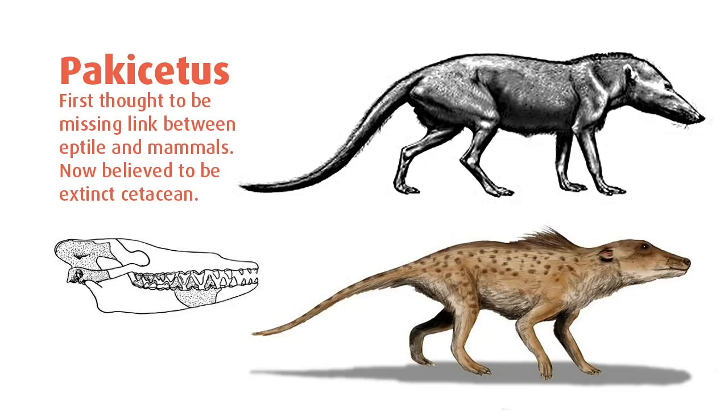So here's an example. The Pakicetus was first thought to be the missing link between reptiles and mammals. Now it's just believed to be an extinct cetacean, which is a mammal, definitely a mammal. It's still shown in textbooks as a viable candidate for a transitional form between reptile and mammal, even though it was evolutionists who agreed that it was not a transitional form, but an extinct cetacean. But this happened with every candidate that's supposed to be a missing link.